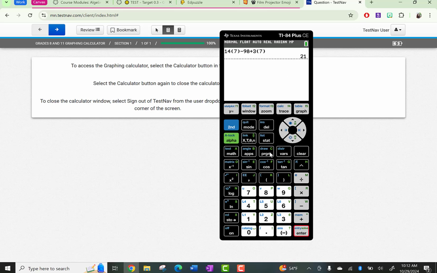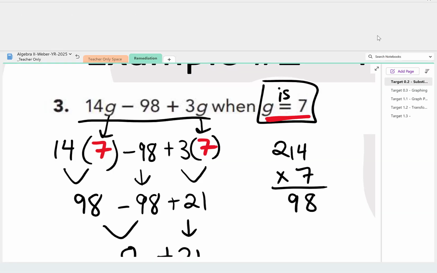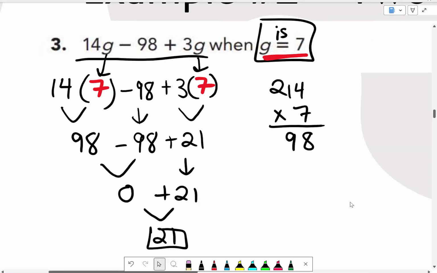So this is how you can do it. If you want to break it up into parts, you could do parts. So you could do 14 times 7, 98, and then you could do 98 minus 98. And then you could do 0 plus 3 times 7. And you get the same answer if you wanted to break it up into parts as well. So we're going to go back here. So our answer is 21.